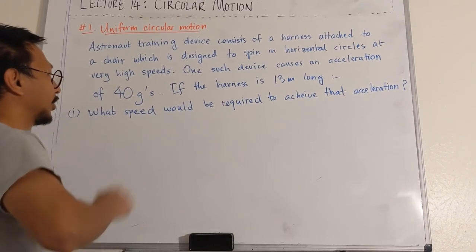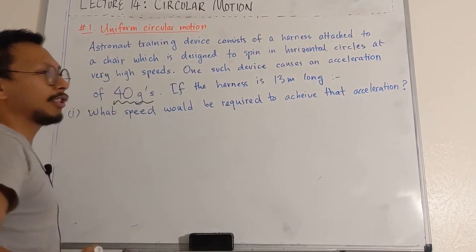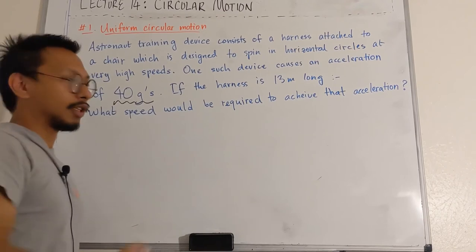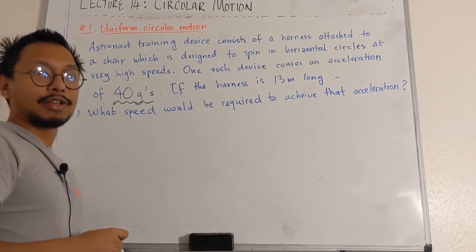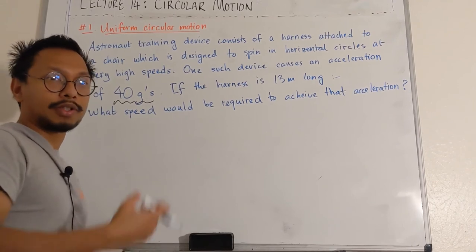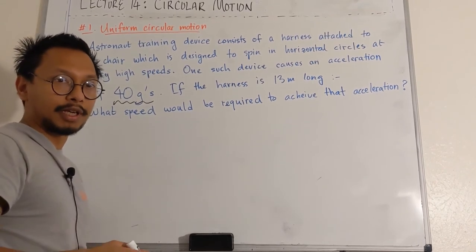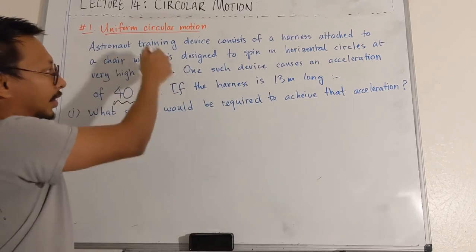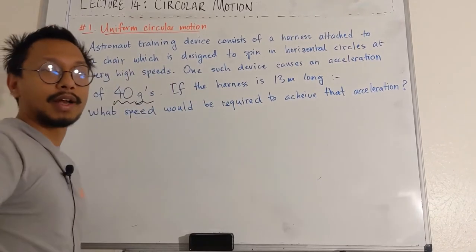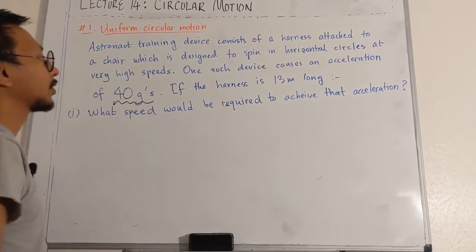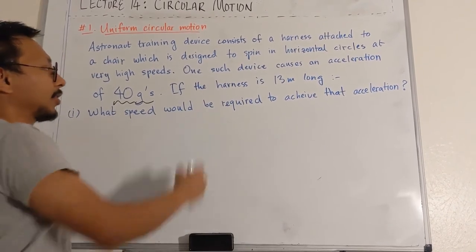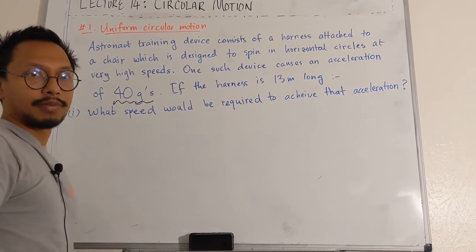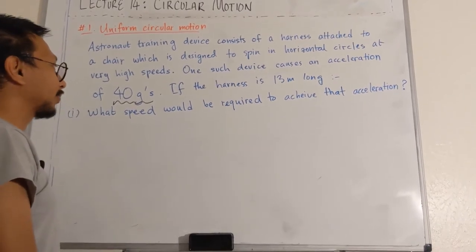Acceleration of 40 Gs. Well, 40 Gs means 40 times the strength of gravity, or 40 times the acceleration due to gravity, because g, as we know, is constant on Earth, which is 9.8 meters per second squared. The acceleration produced by this device is 40 times that 9.8. All right, that is what this means. If the harness is 13 meters long, what is the speed required to achieve that acceleration? All right, that's our question.